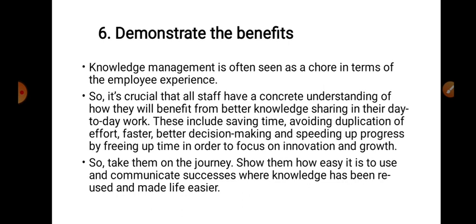Okay, so take them on the journey. Show them how easy it is to use and communicate success where knowledge has been reused and made life easier. Okay, demonstrate the benefits, nothing but we have to demonstrate how that particular technology or new thing will work. Because if a person is not knowing properly about a particular new thing, there is a waste of a lot of time, right? So the demonstration is very important.